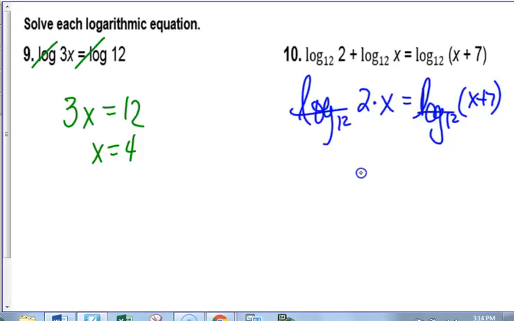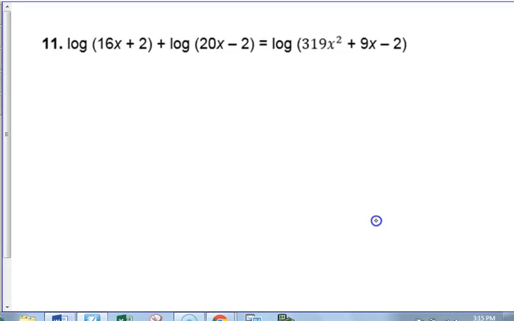So the fact that it was base 12, did that matter? No. Nope. Okay, did you get those both done in 1 minute? More like 10 seconds. Whew. Excuse me. All right, what about this one? Can we just get rid of all the logs? Yes. No, not yet. Not yet.